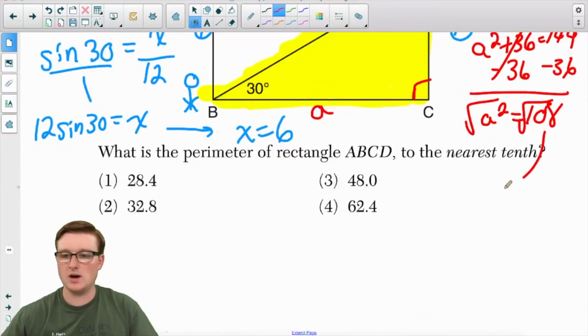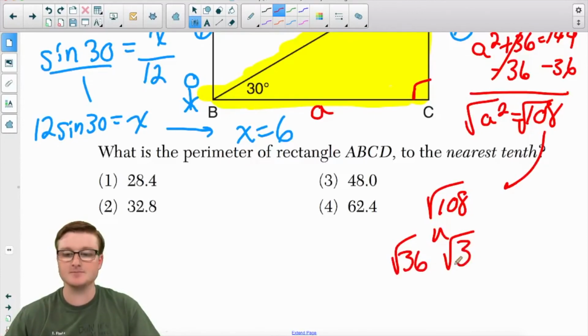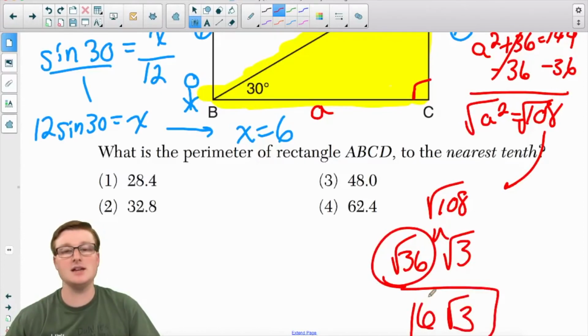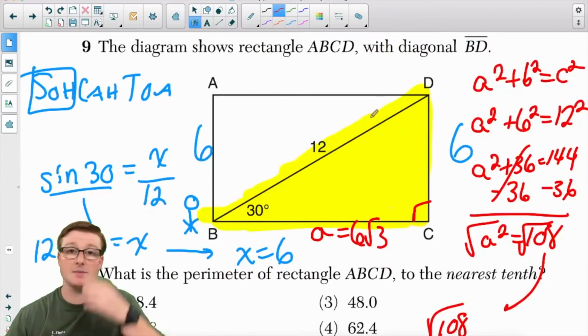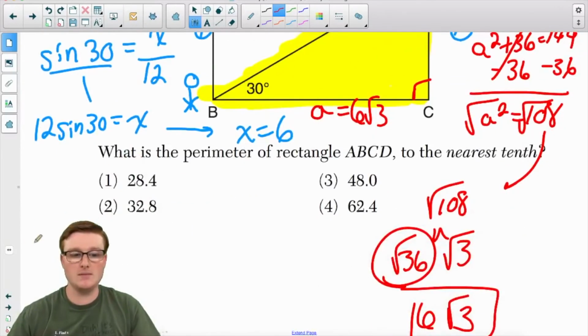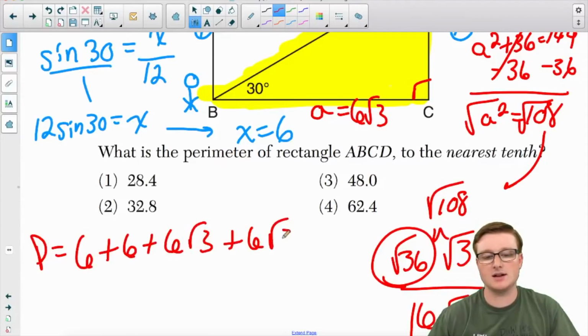Now, when you take the square root of 108, you have to think of, okay, well, what are the two numbers that go into 108 with one of them being the highest perfect square? Those two numbers are going to be 36 and 3. The square root of 36 is 6. Add on the radical 3, attach that on. So that is a, 6 radical 3. And remember that its opposite side is also 6 radical 3. Now, the perimeter is the addition of all these sides. So I'm taking 6 plus 6 radical 3 plus 6 radical 3.